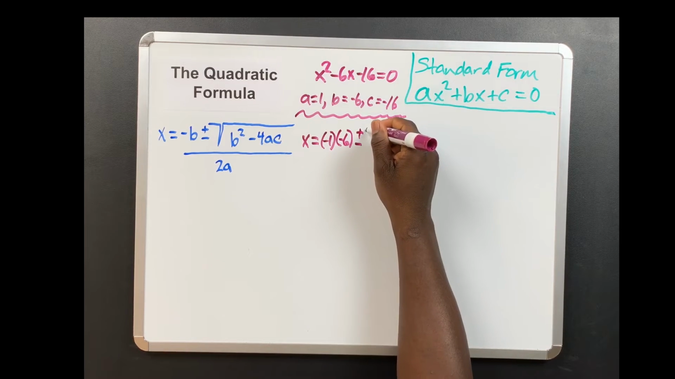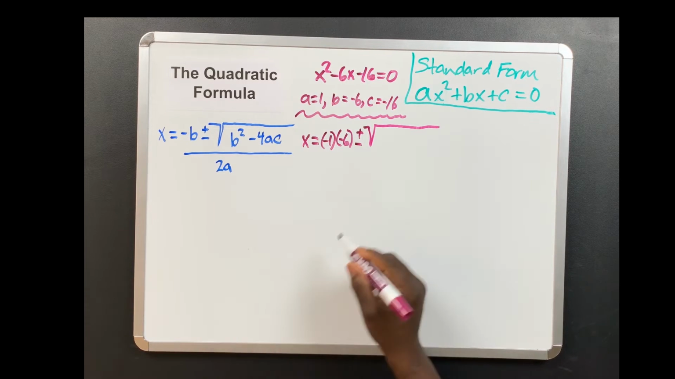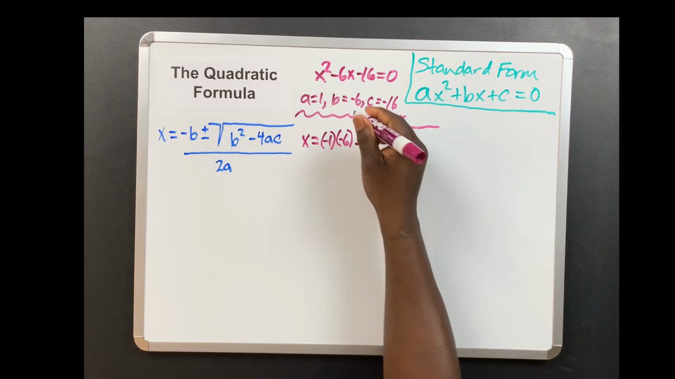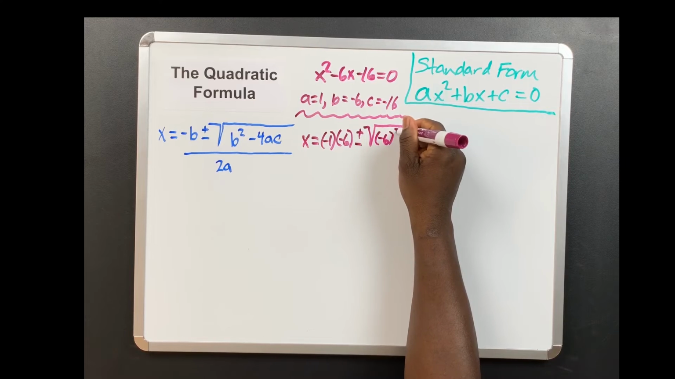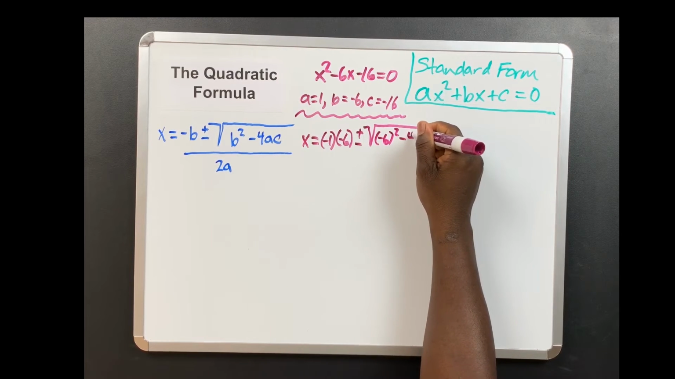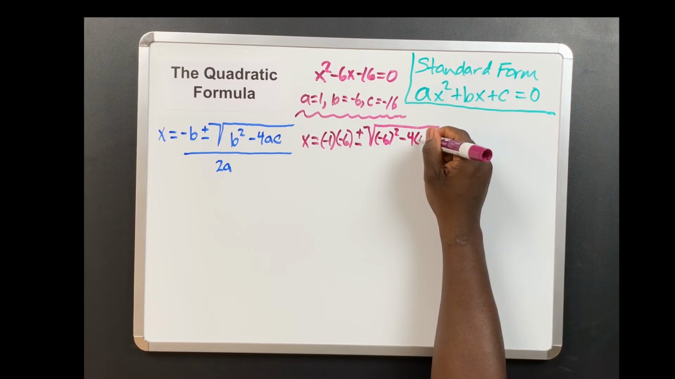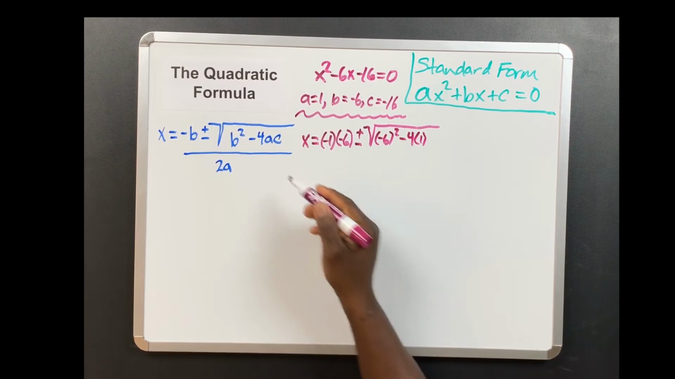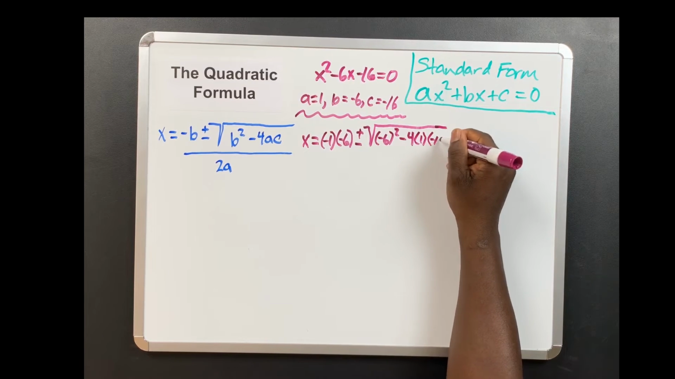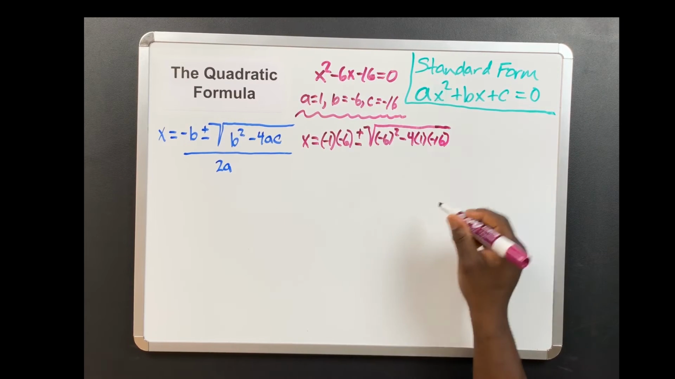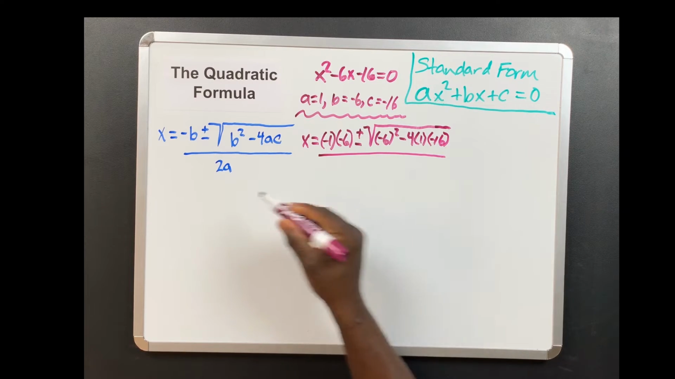The square root of b squared, so that's negative 6 squared, minus 4 times a, which is 1, times c, and c is equal to negative 16. So that's times negative 16. All right, we substituted in the first part, but now remember, it's everything over 2 times a.